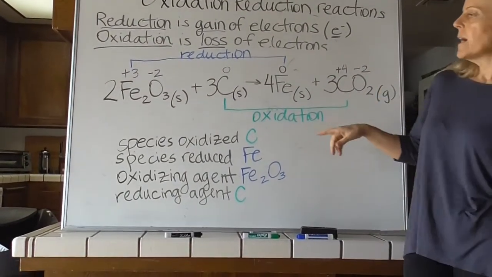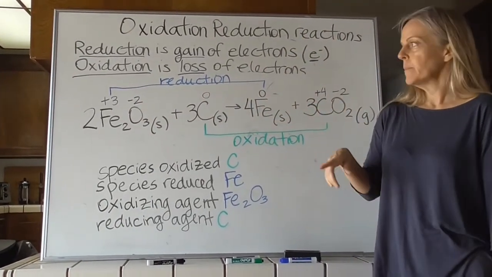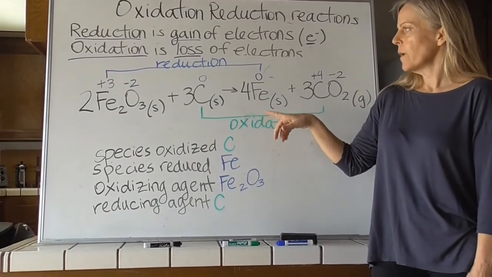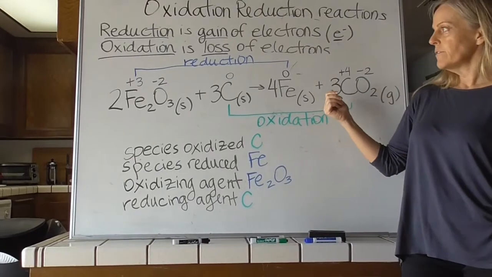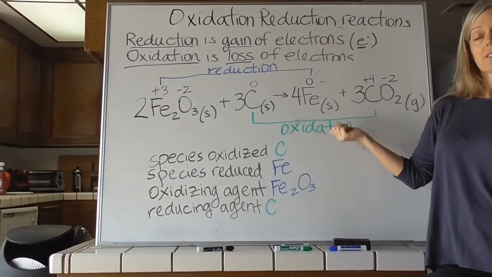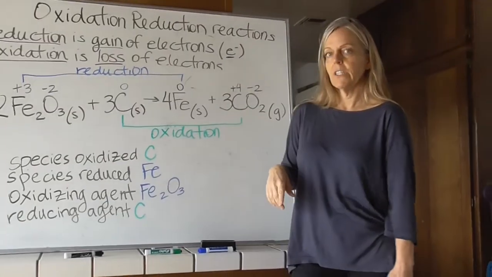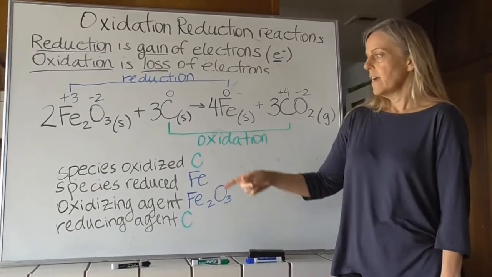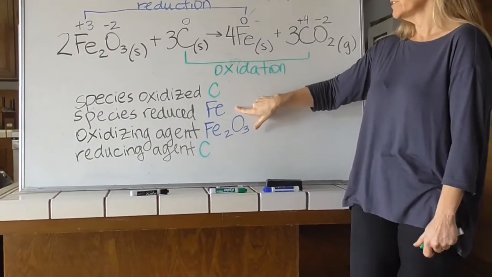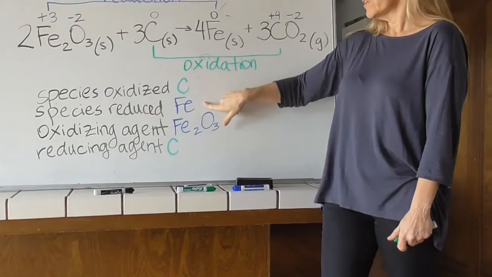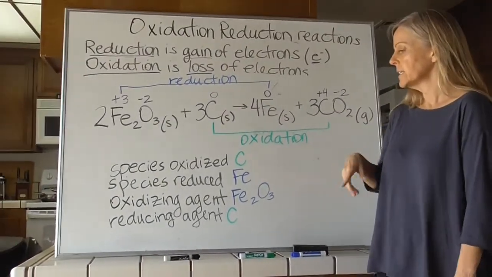So again, you've got to pick out the oxidation numbers. From the oxidation numbers, you figure out what atoms are changing in oxidation number. That's how you figure out what's gaining or losing electrons, so you can figure out which process is the reduction and which is the oxidation. Identify what the species are that are getting oxidized and reduced. These are just going to be the individual elements that are getting oxidized and reduced.